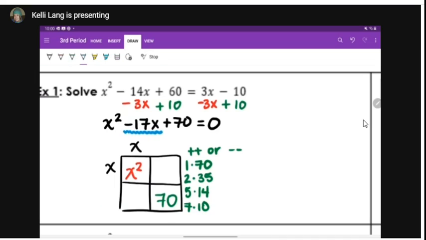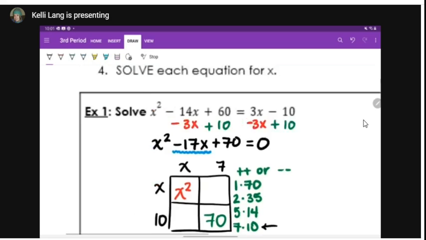This middle term right here, the negative 17x in the middle of our standard form, comes from these two pieces. So whatever the two numbers are that we put into our factors are basically going to end up right there in these two boxes. So we need to pick two numbers that are going to add together to give us the negative 17 that we want. Once you go through that logic, it won't take you long to figure out that the two numbers we need are 7 and 10, because 7 and 10 add together to give us 17.